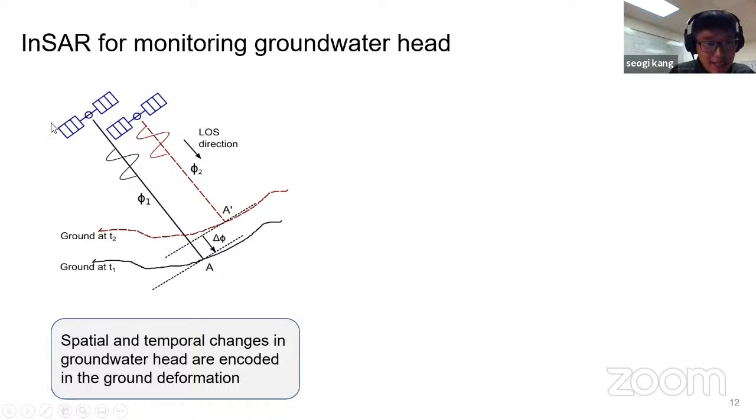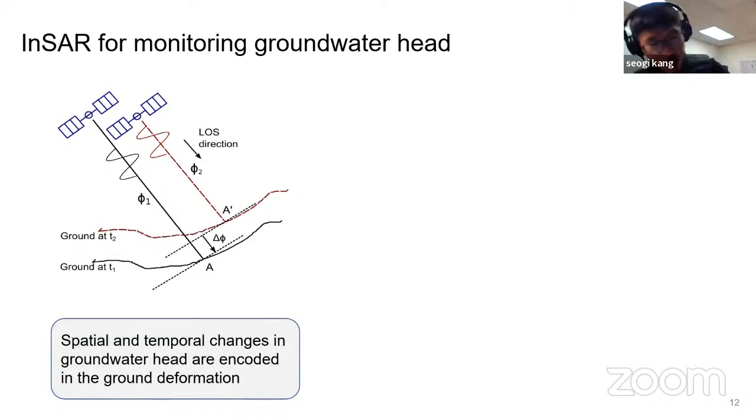So here's our satellite, and you can send the electromagnetic pulse with some sort of wavelength, and then it'll hit the ground and come back. So you can actually measure the phase between the satellite and the ground. And the satellite can go around the Earth's orbit and come to the same place and send the pulse again. What it can provide is this phase difference, which gives you information about the surface deformation in time, at the two time intervals.